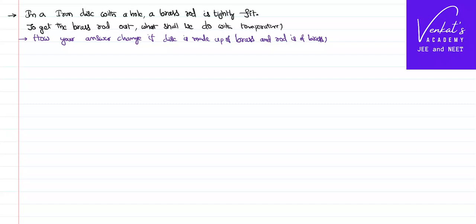Here in this video, we are solving a small conceptual question. Let us see what the problem is. In an iron disc with a hole, a brass rod is fit tightly. Let's understand what the meaning of that is.